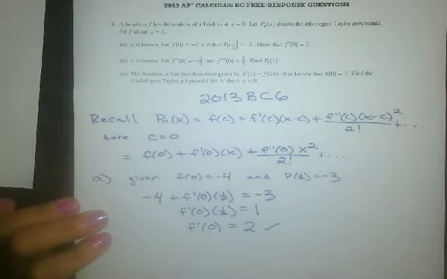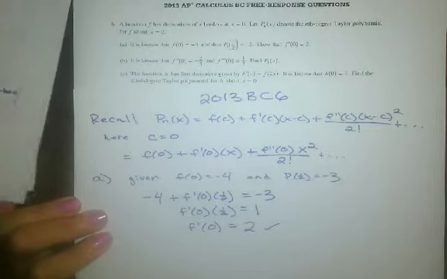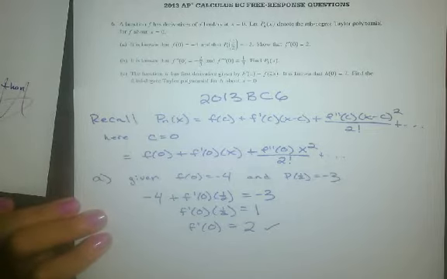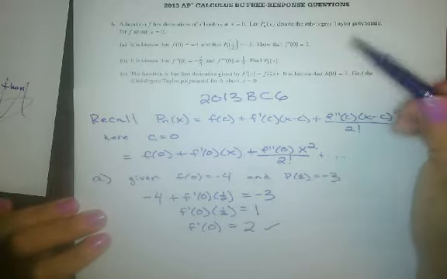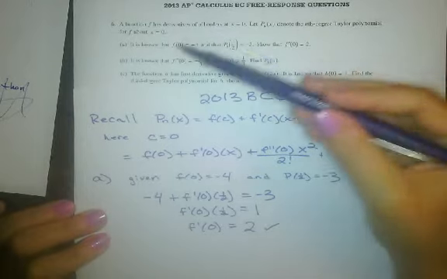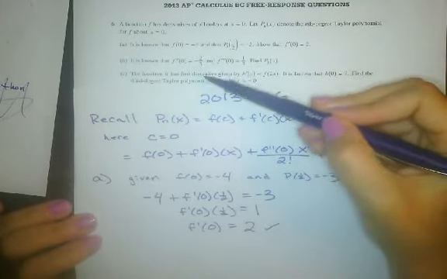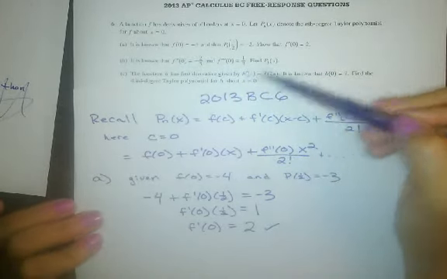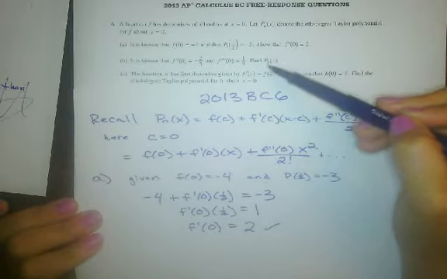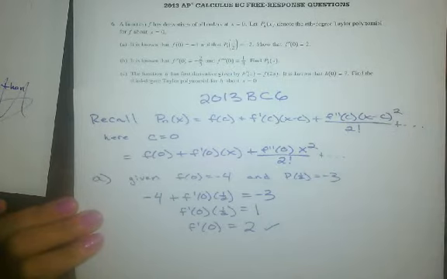I don't know how much that was worth. Let me check those scoring guides. So part A was worth 2 points. Now we will take a look at part B. Part B says it is known that the second derivative at 0 is -2/3 and the third derivative at 0 is 1/3. Find the polynomial of degree 3 at x.